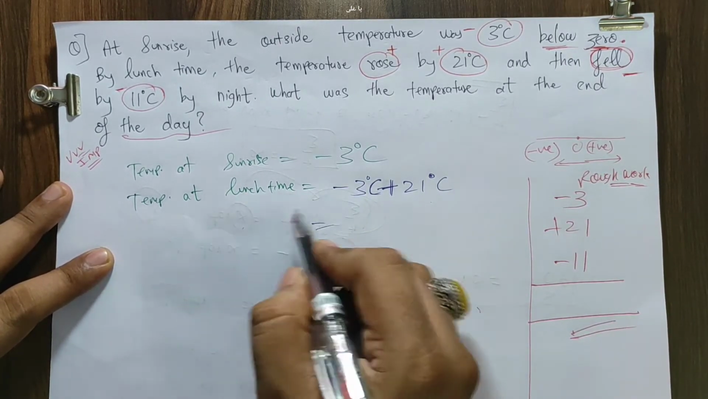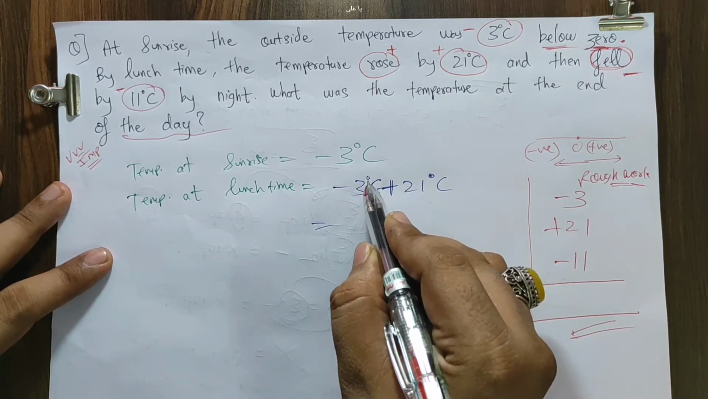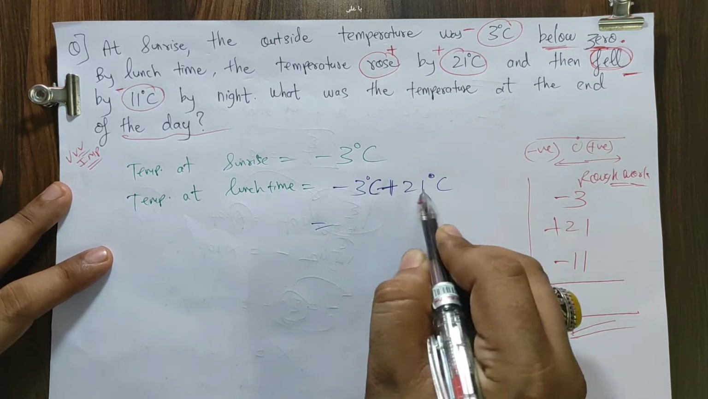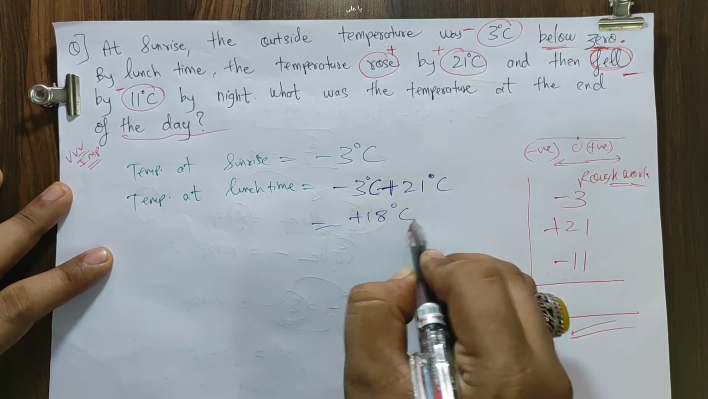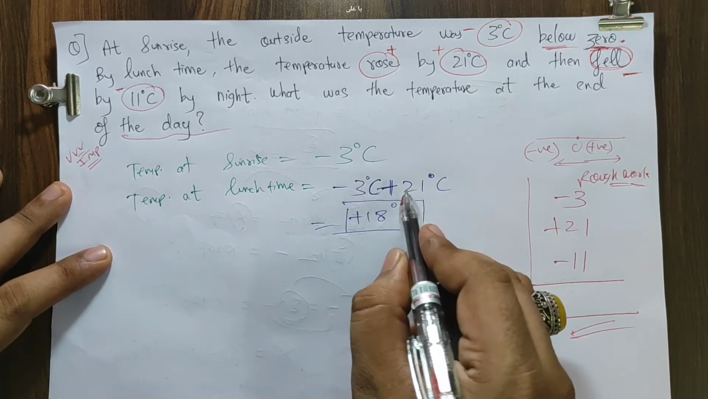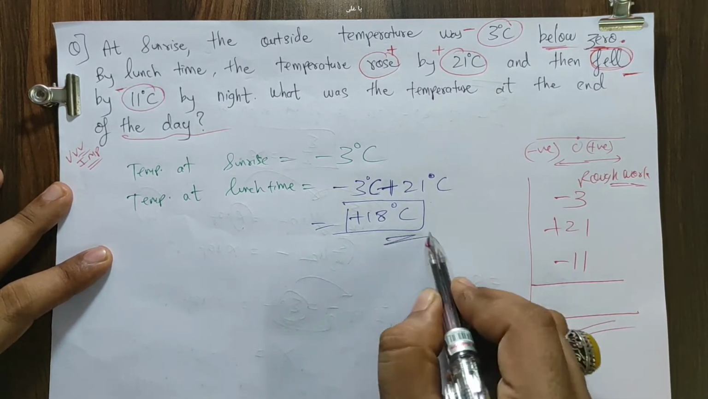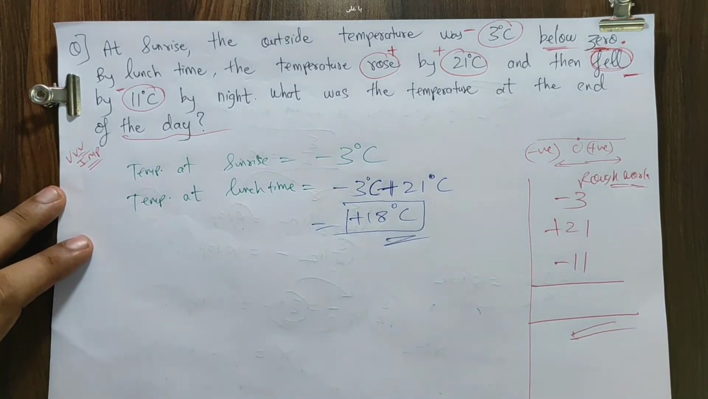So by the time of lunchtime, what does it become? -3 plus 21. Once again I repeat, no need to write this degree Celsius. You can just write -3 and plus 21. So -3 plus 21 becomes plus 18 degrees Celsius. No need to write this plus. Minus plus is minus, sign of greater number is plus. Okay, 18 degrees Celsius. So by the end of lunchtime, it was 18 degrees Celsius.